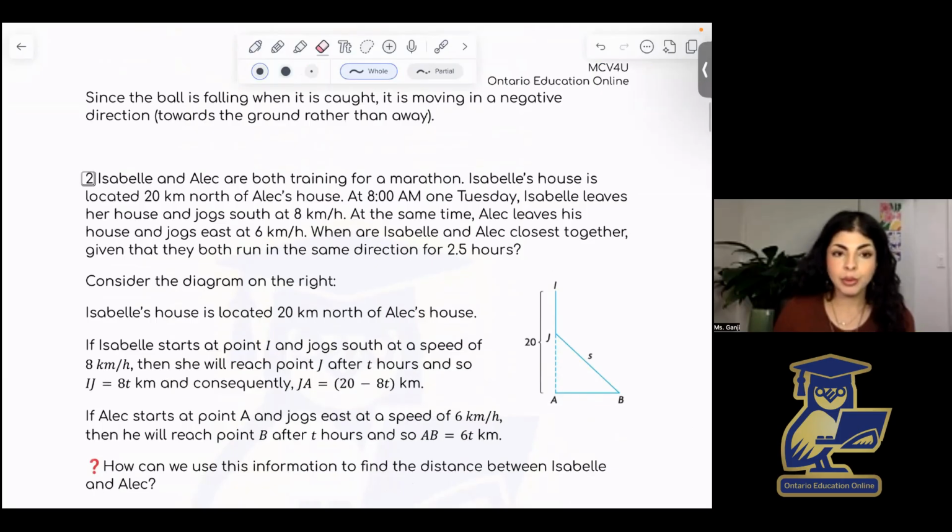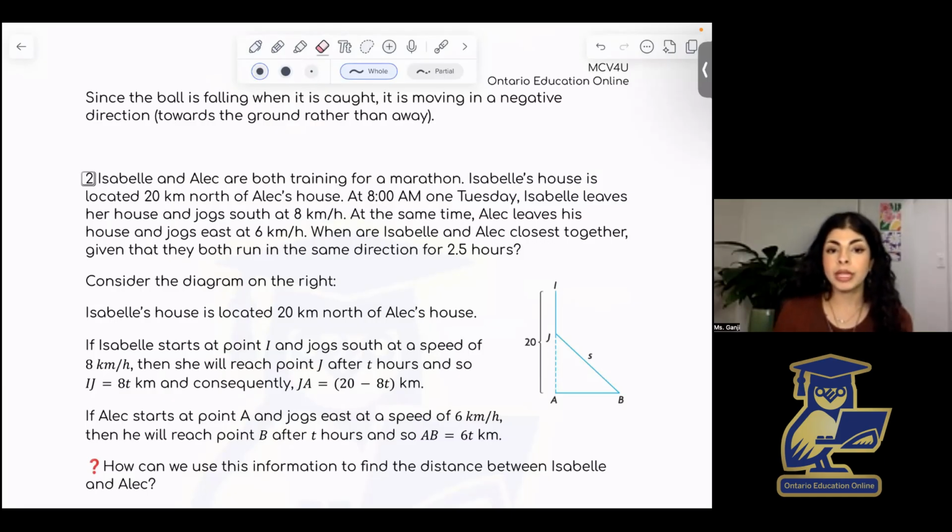Moving on to our example 2. Here we're told that Isabel and Alec are both training for a marathon. Isabel's house is located 20 kilometers north of Alec's house. At 8 a.m. one Tuesday, Isabel leaves her house and jogs south at 8 kilometers per hour. At the same time, Alec leaves his house and jogs east at 6 kilometers per hour. And we're asked, when are Isabel and Alec closest together?